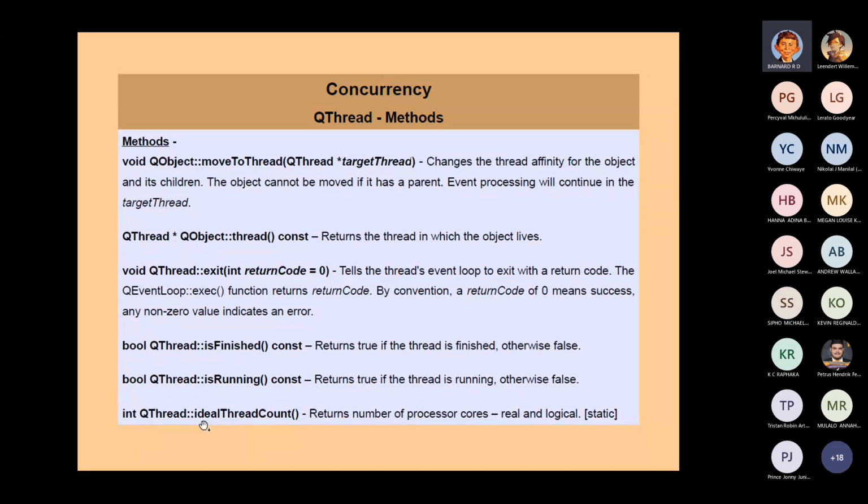If you want to split an application across multiple cores, it's no good trying to implement more threads than you have cores available. I think quite a lot of computers nowadays have at least 4. So you would need to find the ideal thread count first, rather than trying to start 6 different threads if you've only got 4 cores available. So that's quite an important method to use.